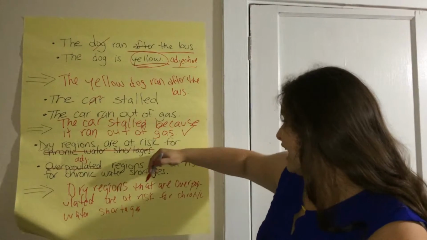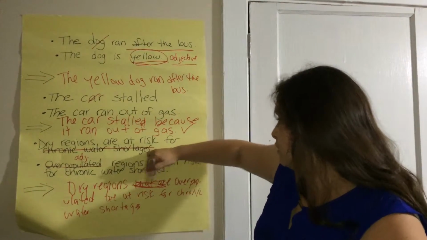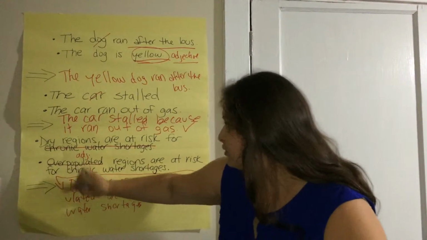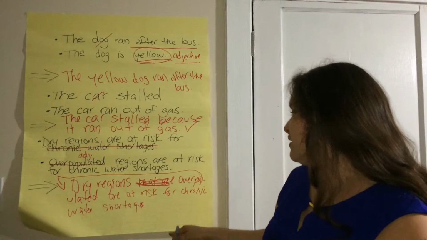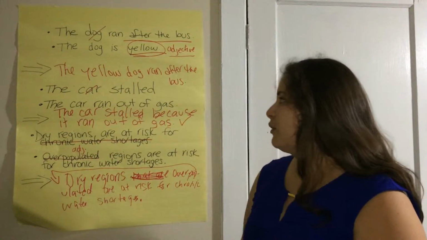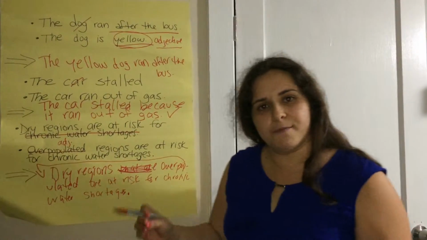So you can even cancel this out and just write overpopulated regions. So I can bring this over here. Overpopulated dry regions are at risk for chronic water shortages. Okay? So this is how you combine sentence structure.